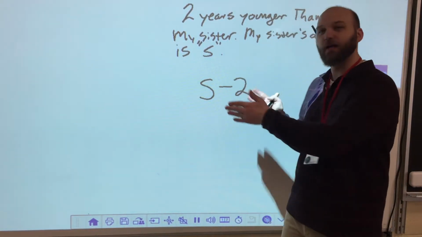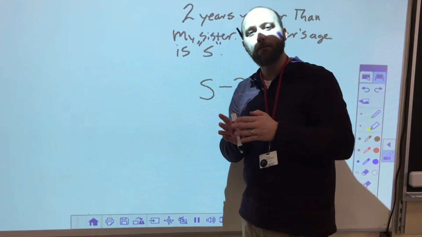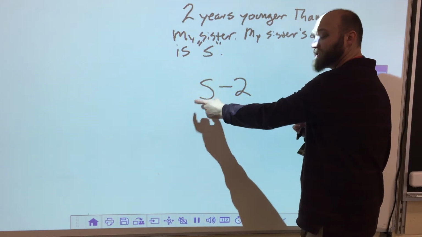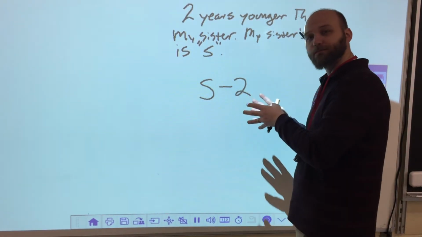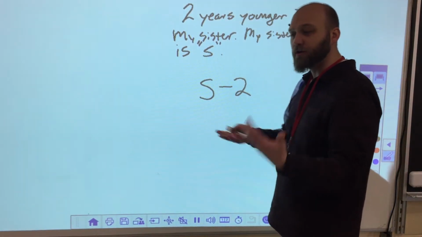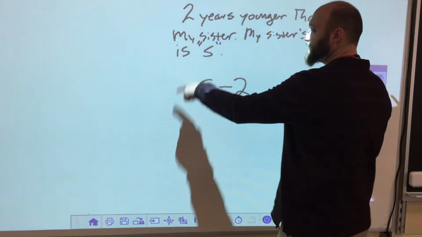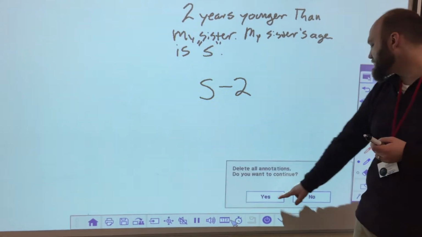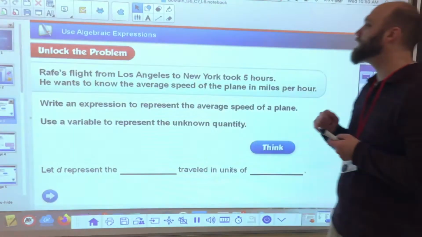And you can see this algebraic expression will work the same way over and over again. And that's really where it comes in handy. So this number is going to change. That's our variable. We have a number that we don't know that could change over time. But the relationship between them is really what's important. So what does that look like in our book?